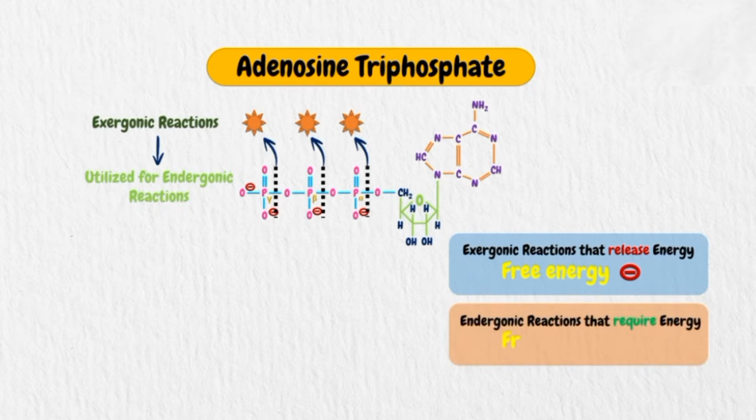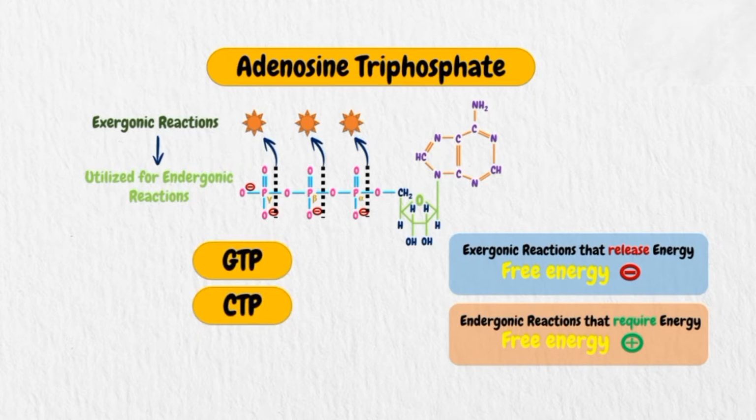Now, endergonic reactions are the reactions where energy enters the system. The free energy here is positive, such as biosynthesis, movement, and transport processes, through energetic coupling. The other nucleoside triphosphate coenzymes, GTP, CTP, and UTP, have similar chemical properties to ATP, but they are used for different tasks in metabolism. Let us discuss the structure of ATP first.